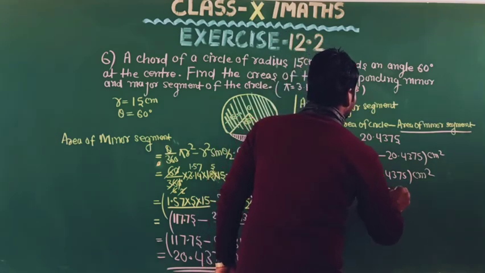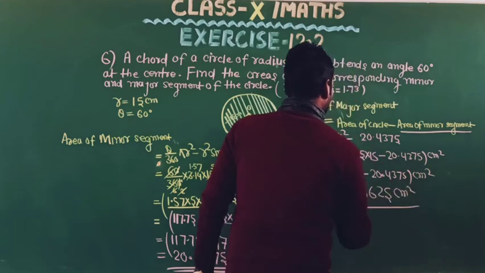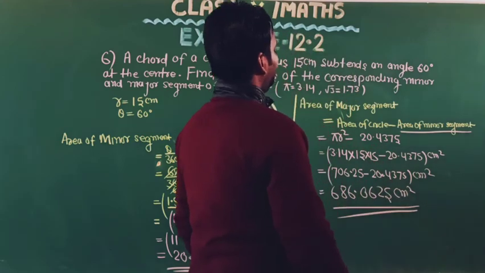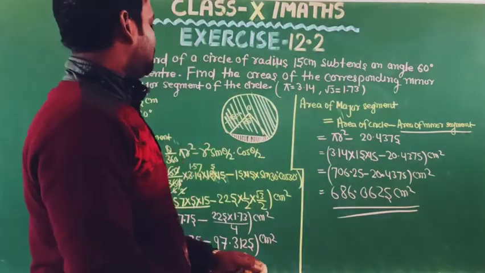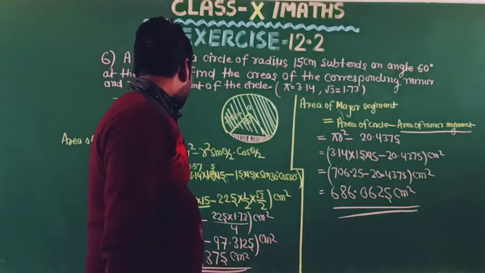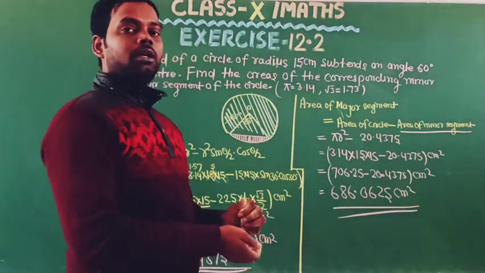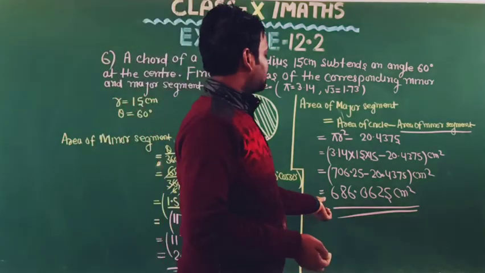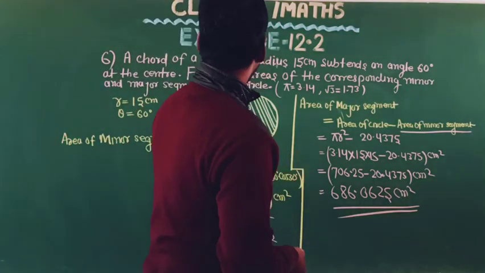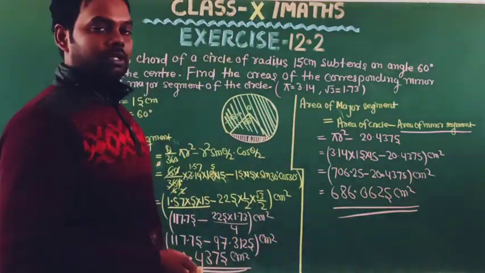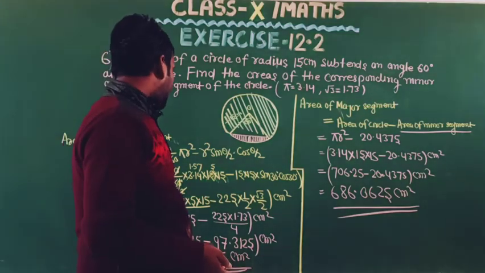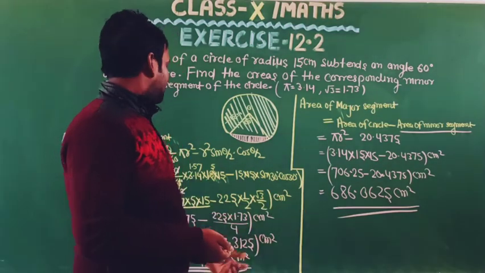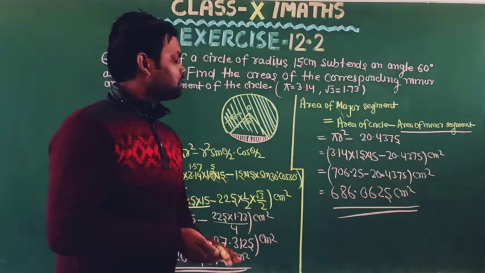So we will get 685.8125 centimeter square. This is the area of the major segment, and this is the area of the minor segment. So dear children, this is the required answer of question number 6, that is, the area of the minor segment and the area of the major segment.